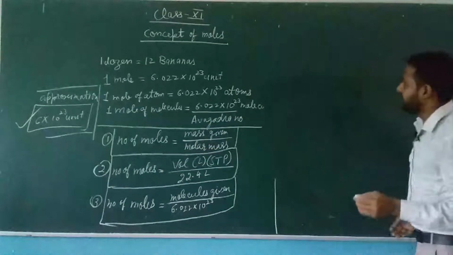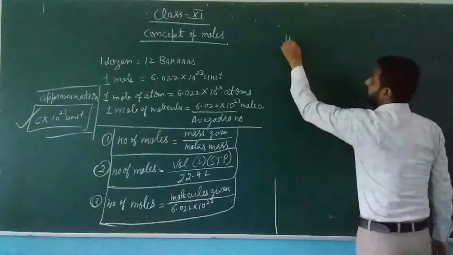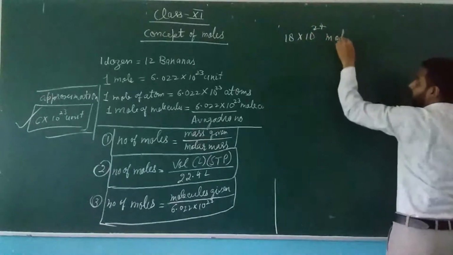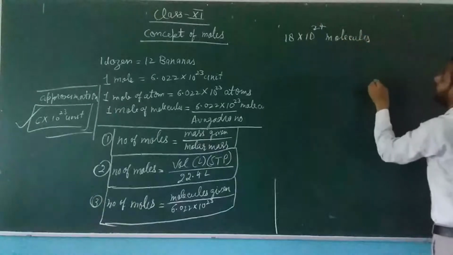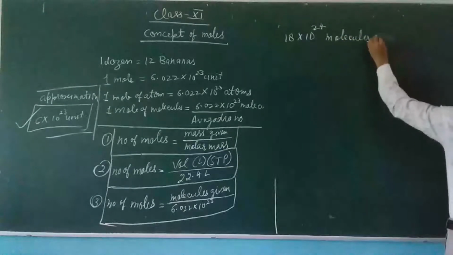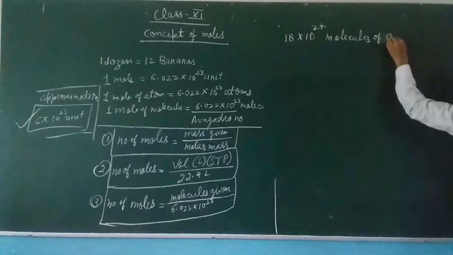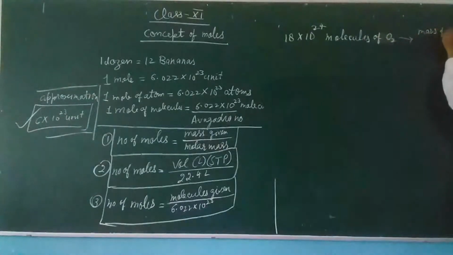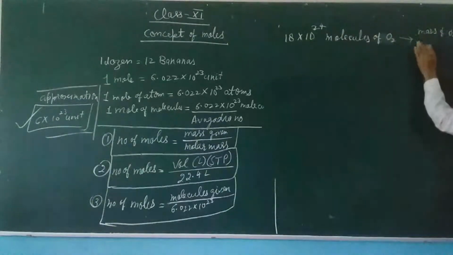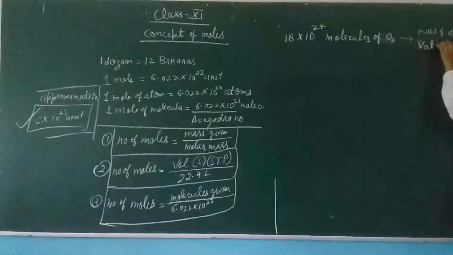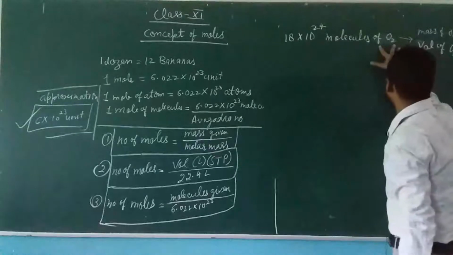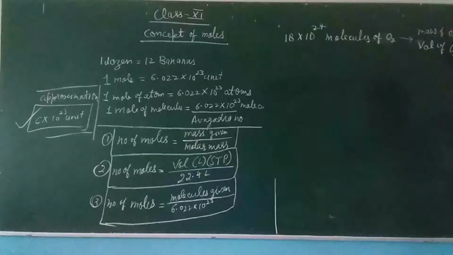Now here is one more interesting question. If you have 18 into 10 to the power 24 molecules of oxygen, then find out the mass of oxygen and also the volume of oxygen. Very much interesting question it is.